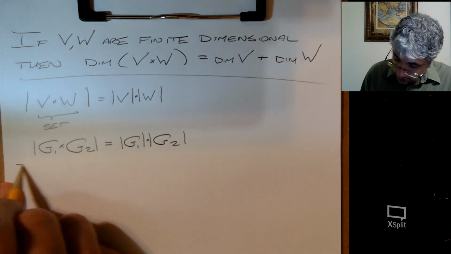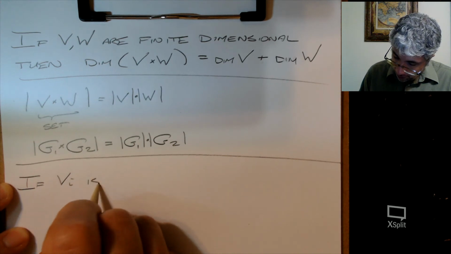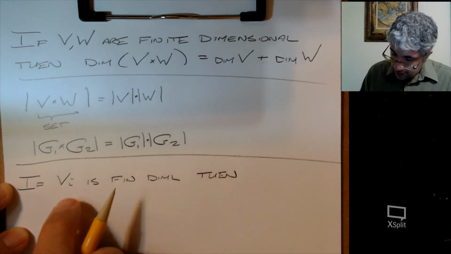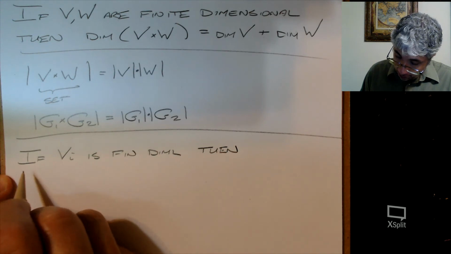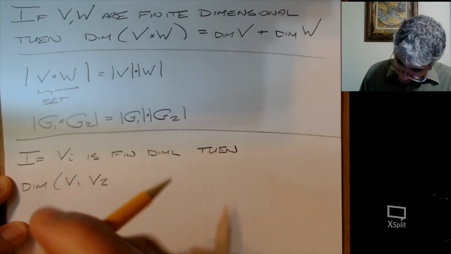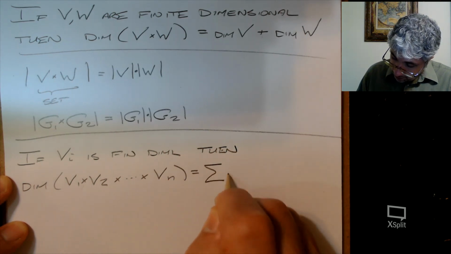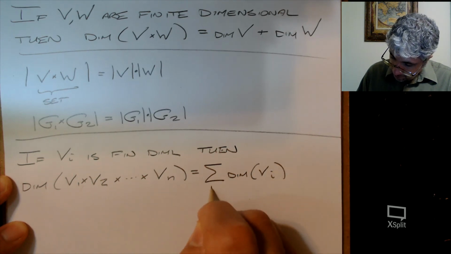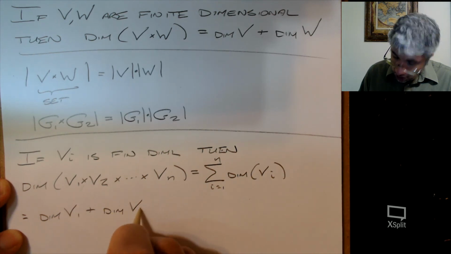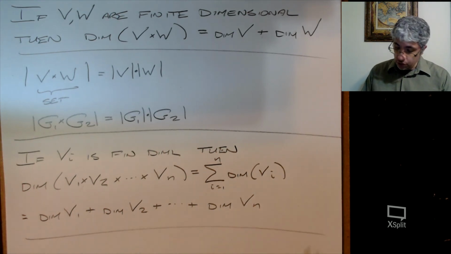And of course, this would generalize to more spaces too. So if Vi is finite dimensional, and this is for all i in some finite set, I would have the dimension of V1 cross V2 through Vn would be the sum of each of the individual dimensions, which I could also write as dimension of V1 plus the dimension of V2 plus the dimension of Vn. So this works in general.